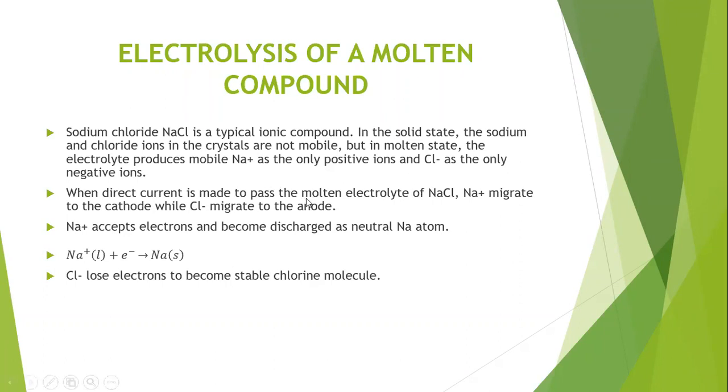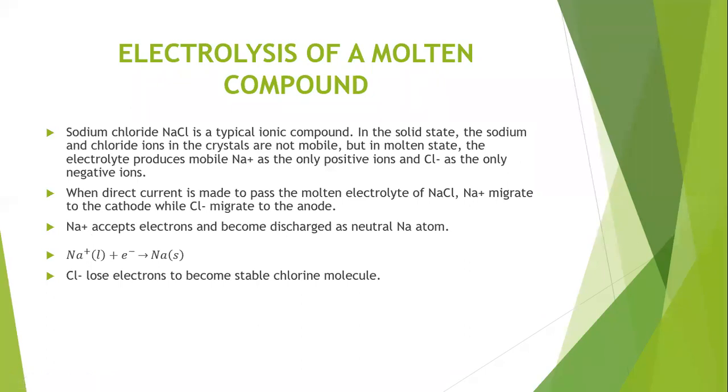So when the direct current is made to pass through the molten electrolyte of NaCl, Na+ migrates to the cathode because Na+ is positively charged and the cathode is negatively charged. Cl- migrates to the anode because Cl- is negatively charged and the anode is positively charged. Na+ accepts electrons and becomes discharged as a neutral sodium atom. So our sodium ion is discharged at the cathode.